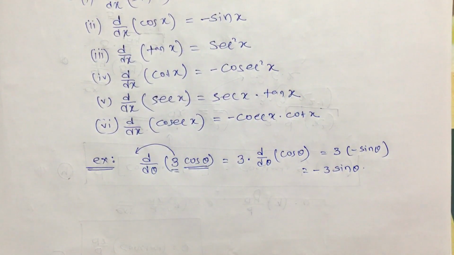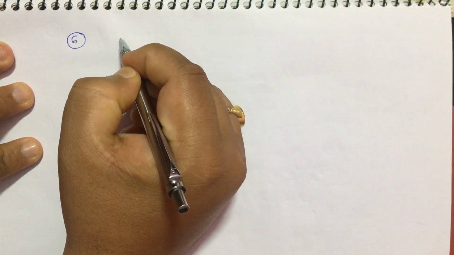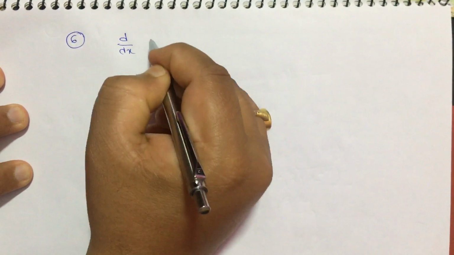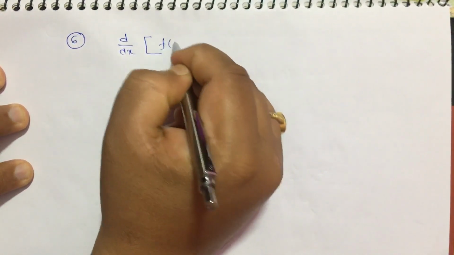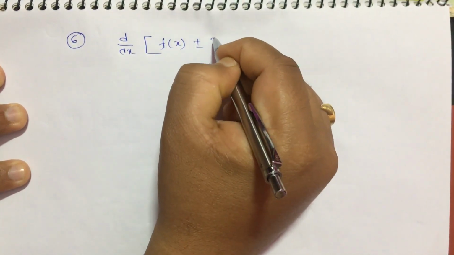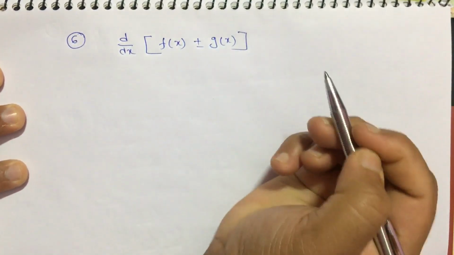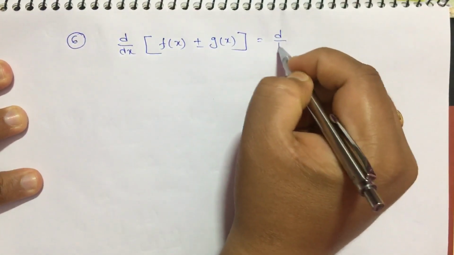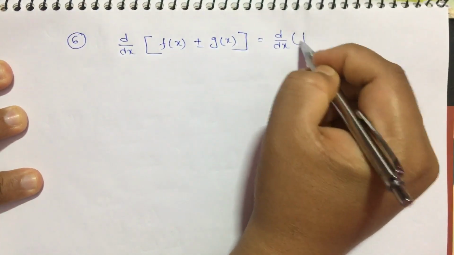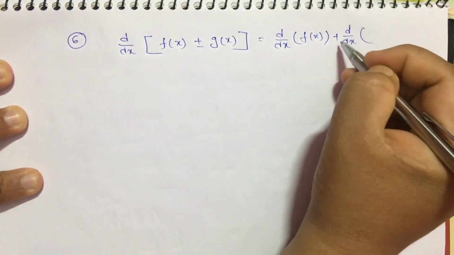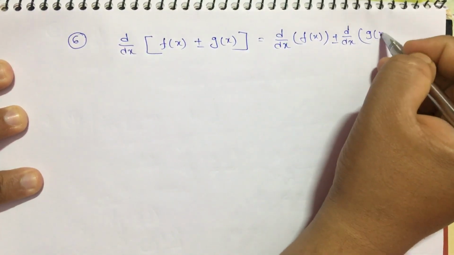Now, let us come to the next point. The next formula is, if there is a function in addition form like this, d by dx of a function of x plus or minus another function of x, then you can do it like this: d by dx of f of x plus or minus d by dx of g of x.